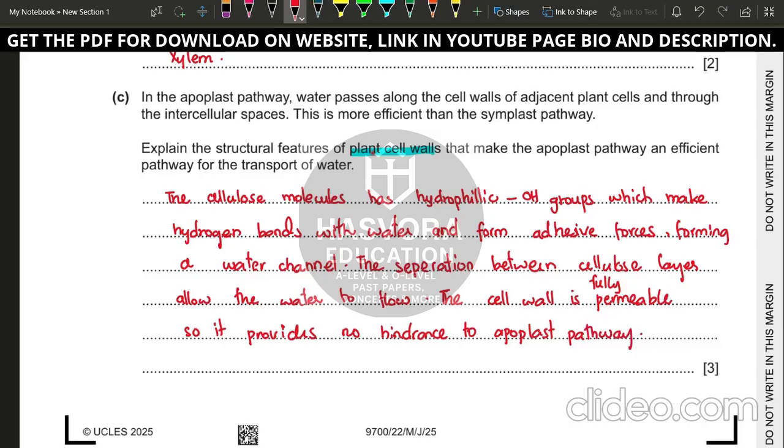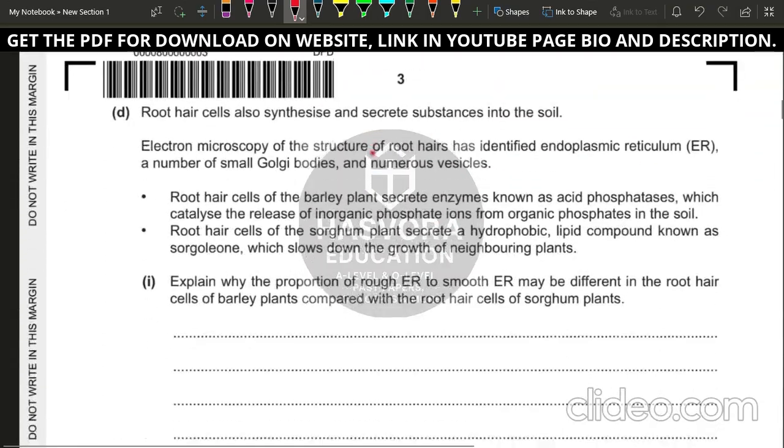We have listed 3 points. First is for the hydrophilic OH groups. So we have stated that it makes hydrogen bonds, it eases the formation of water flow. And the second is the separation, which allows the water to flow. And the third one is that it is fully permeable, so there is no obstruction or you can say hindrance in the path of that apoplast pathway. So let's move on to the D part.